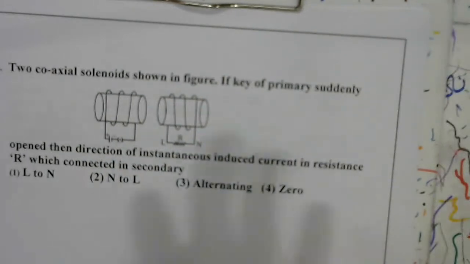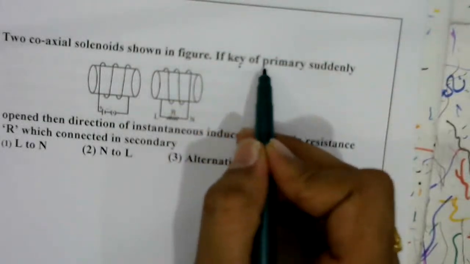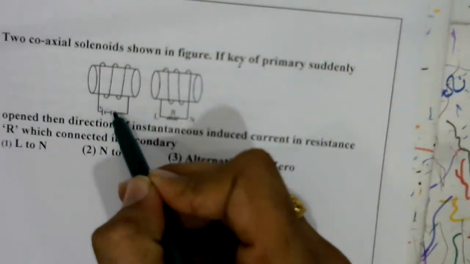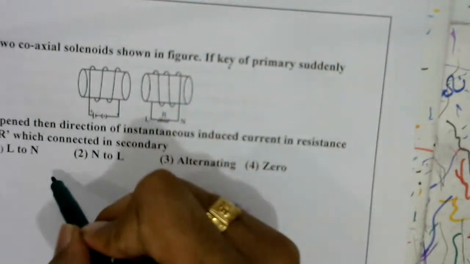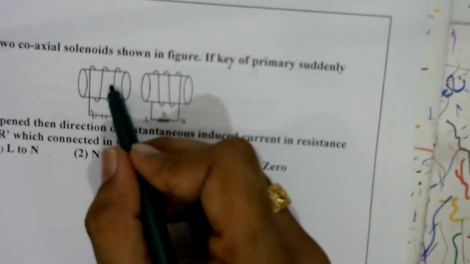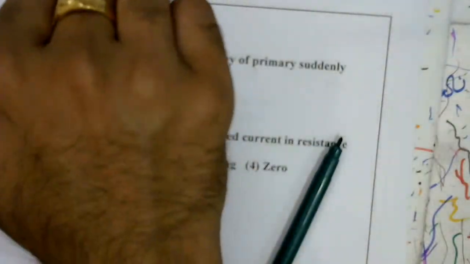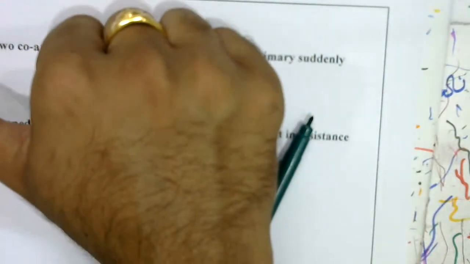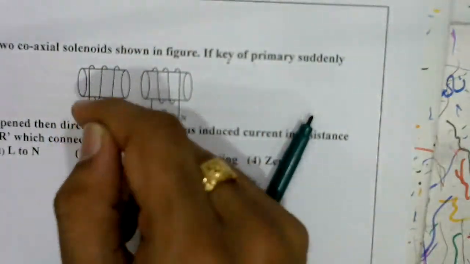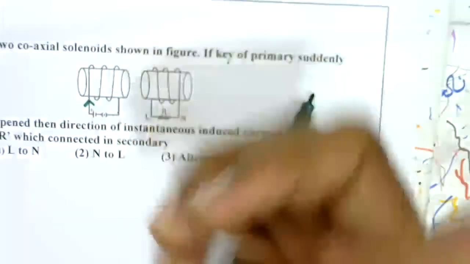Question number 22. Read the question carefully. If the key in the primary is suddenly opened, when initially it was closed and current was flowing, what happens to the current in this coil? It decreases. Initially the current direction is like this. Thumb indicates the magnetic field, curled fingers indicate the current. If it is removed, the current will decrease, and the magnetic field will be on this side.